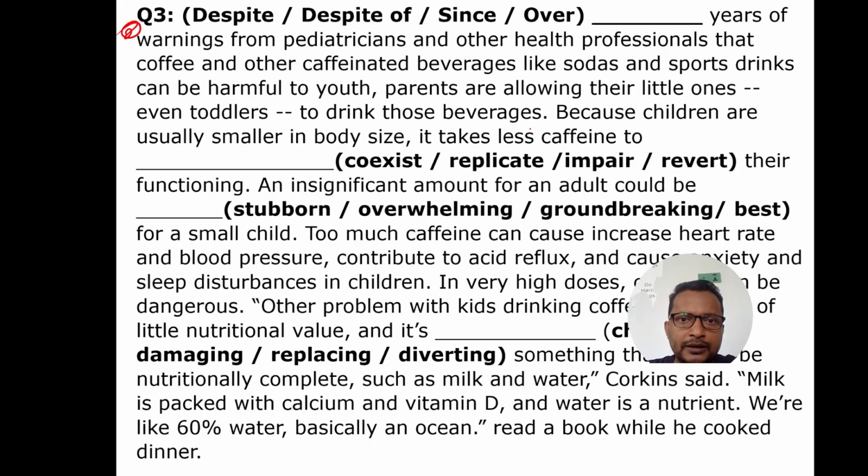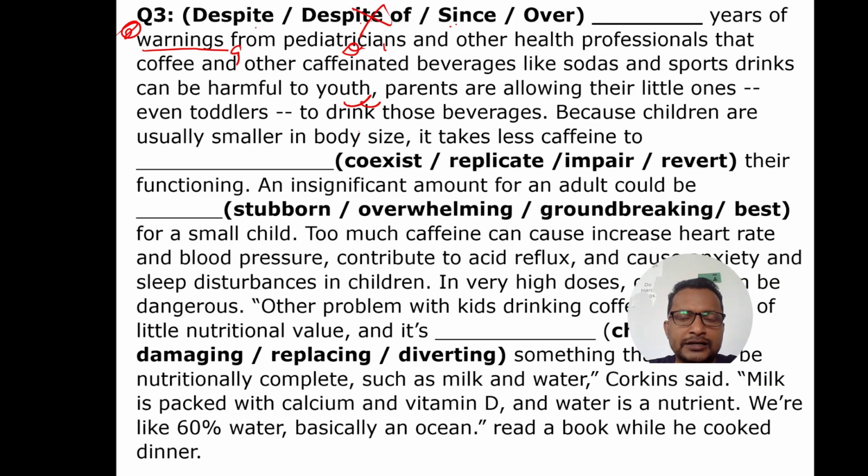Warning from pediatricians and other health professionals that coffee and other caffeinated beverages like sodas or sports drinks can be harmful to youth. Now you need either despite of, since or over. So what would be the correct option here, guys? Dash years of warning. See, the ing form of the verb, right? Gerund is there. Now you should say either despite or in spite of. Now let's go for the option despite and despite of. Since is gone, cannot use.